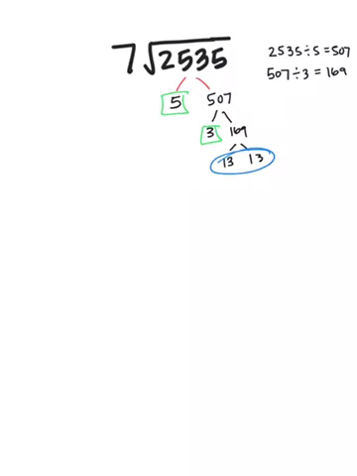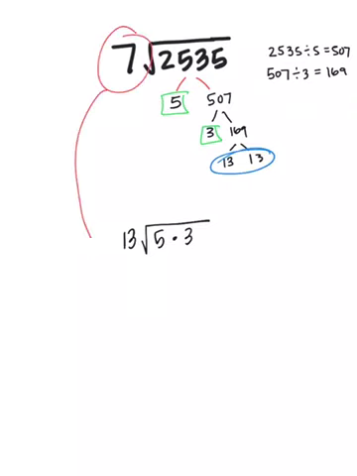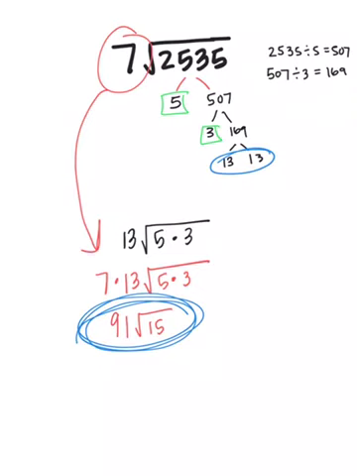So my answer, the group goes out front, and inside the radical I have the squares, so 5 times 3. And I have to remember if there's a number out front to bring it down. So now I have a 7 times 13, and in the radical I have a 5 times a 3. Well, 7 times 13 is 91, and then under the radical I have 15. And so this is my simplified radical.